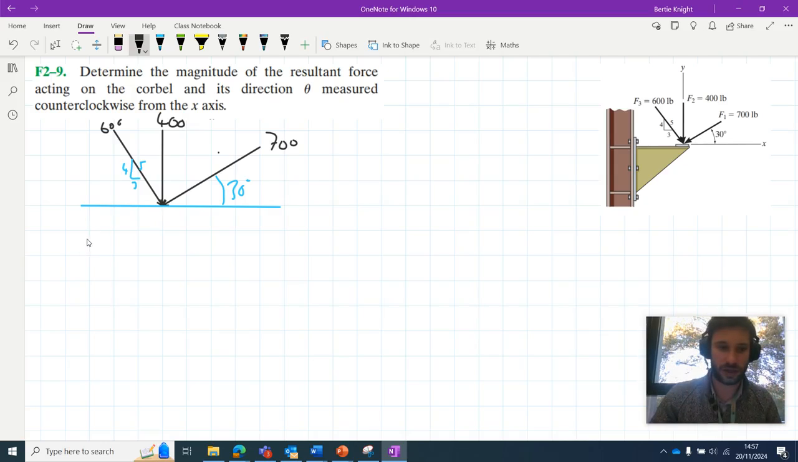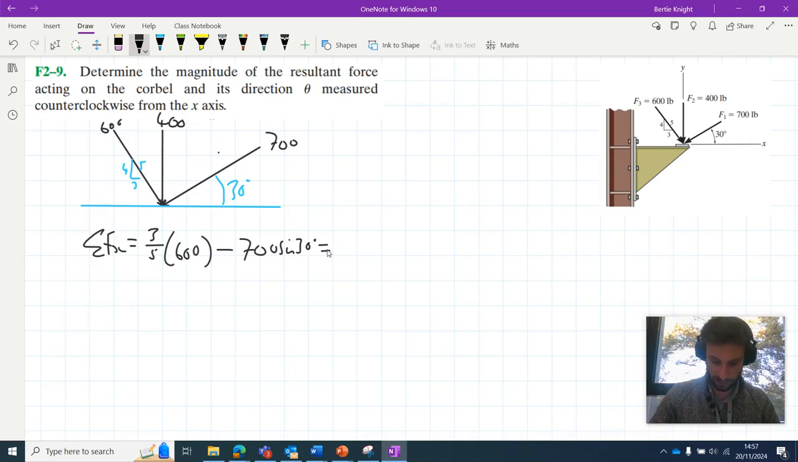So we can start by resolving horizontally. We can say that the sum of the horizontal components here, we've got 3/5 of 600 acting to the right, and we've got 700 sine 30 acting to the left. And when we put this into our calculator, we find that this is equal to minus 246.2.